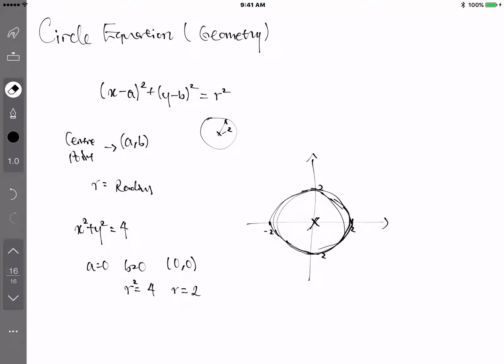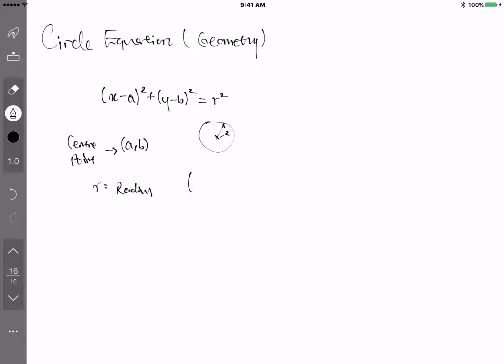And let's look at something else. I'm just going to make one up. Let's say there's (x - 3) squared plus (y - 2) squared equals 16. And (3, 2) is going to be the center point of this circle. And r squared equals 16, which means r equals 4. The radius is going to be 4.